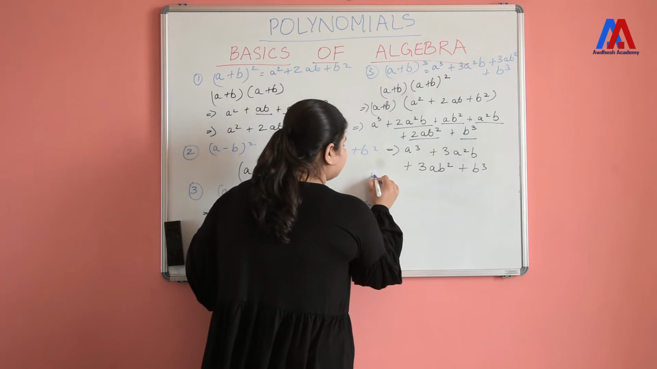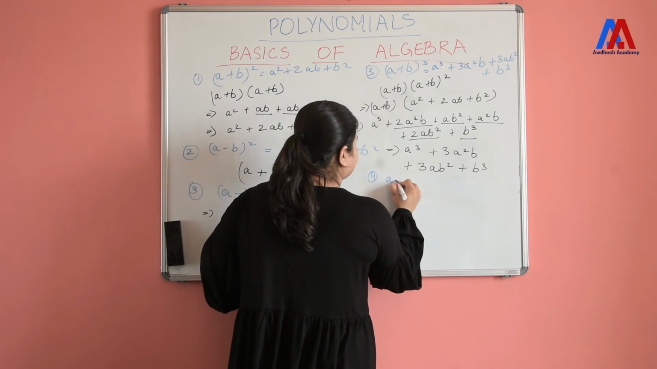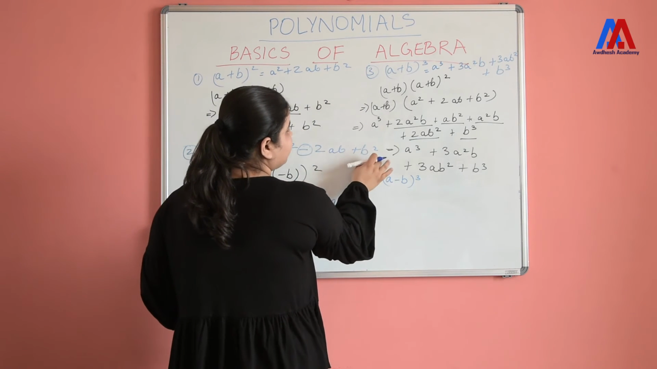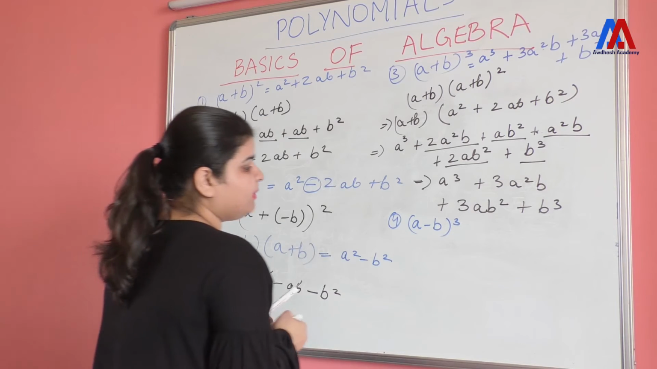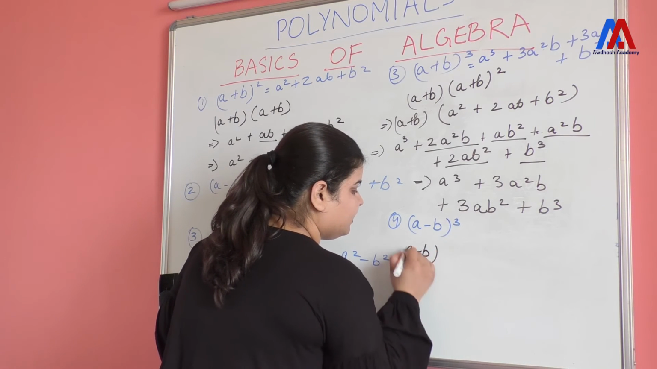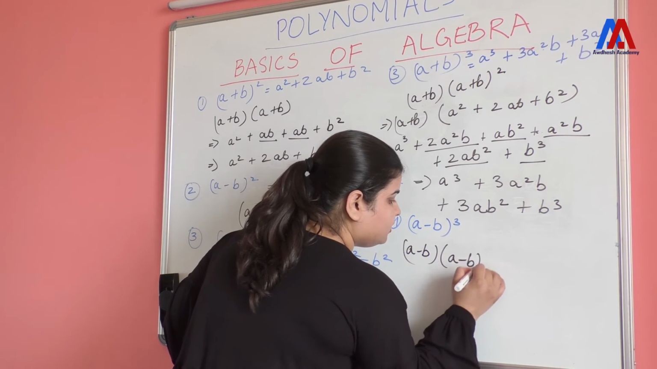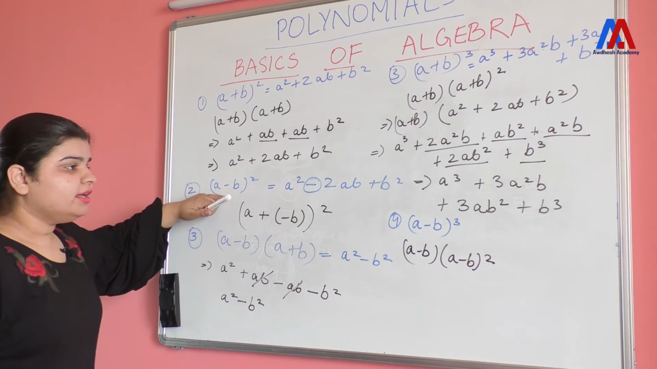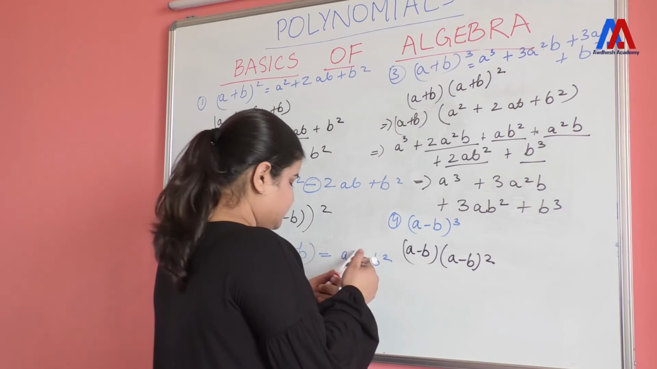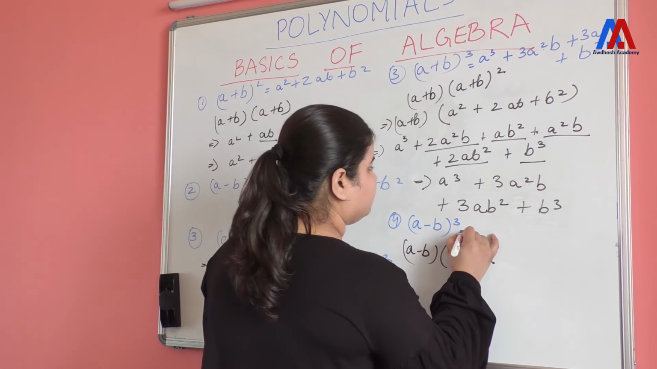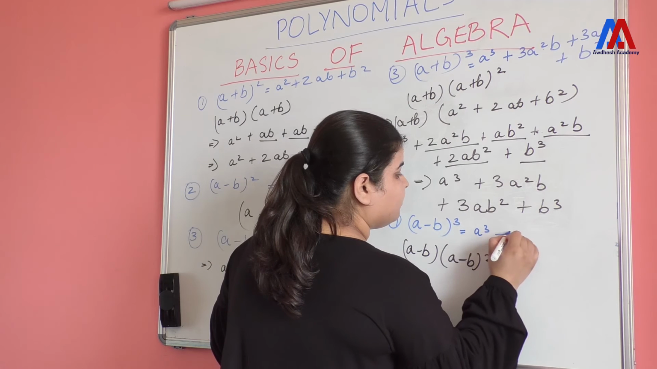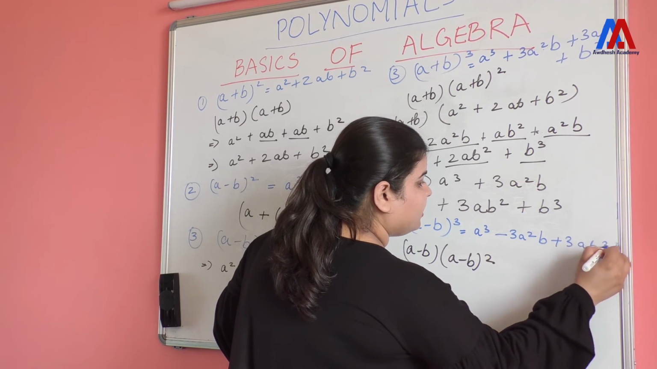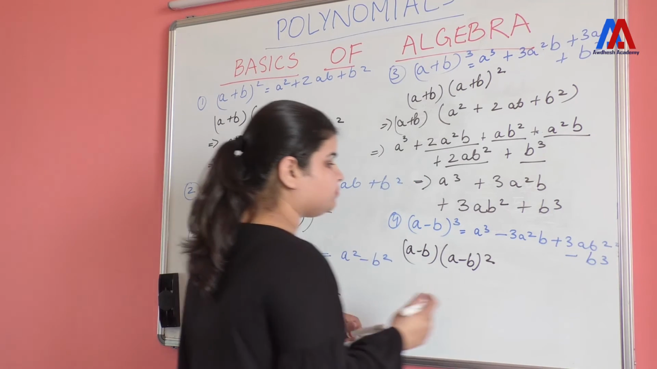Now the fourth identity for a minus b the whole cube can be derived in a similar way by using a minus b into a minus b the whole square. This can be replaced from the identity here, and multiplying the brackets will give you a cube minus 3a square b plus 3ab square minus b cube.